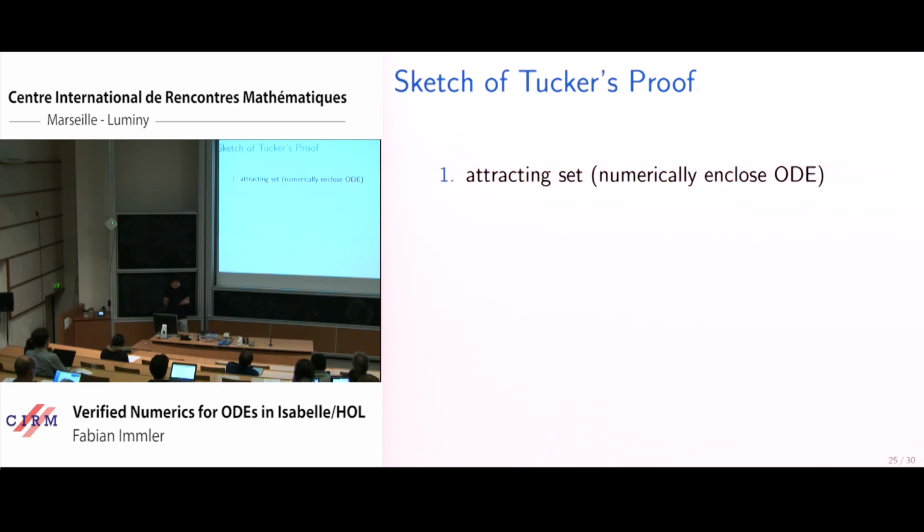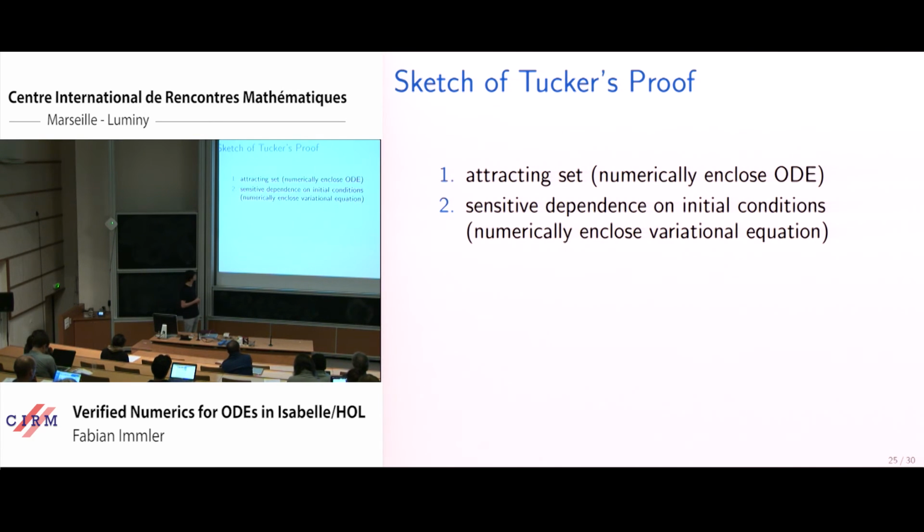Here's the context of this application. How does the proof work? It basically consists of three parts. The first part is to compute what I call an attracting set. This requires a numerical enclosure for the ODE. The second part is that in that attracting set, one needs to prove that there is a sensitive dependence on initial conditions. What I said earlier, that no matter how close solutions are, at some point they will diverge.